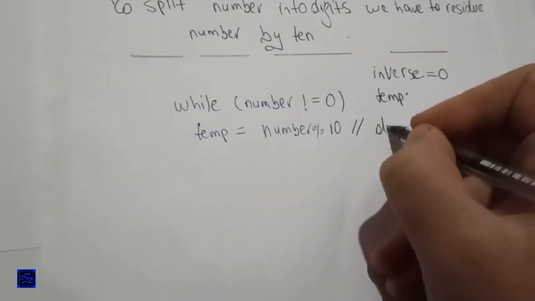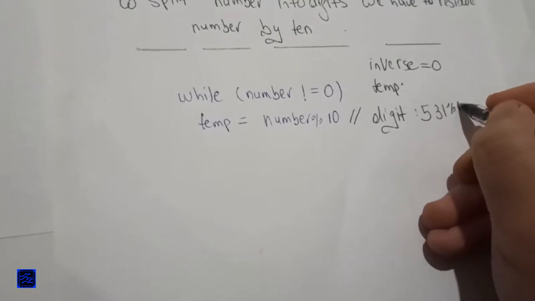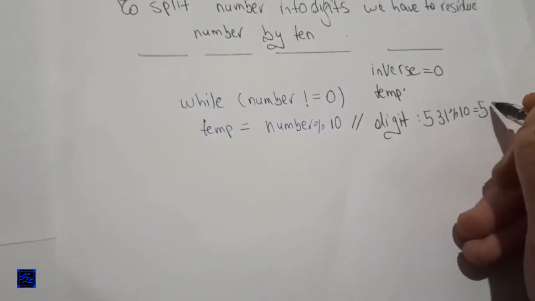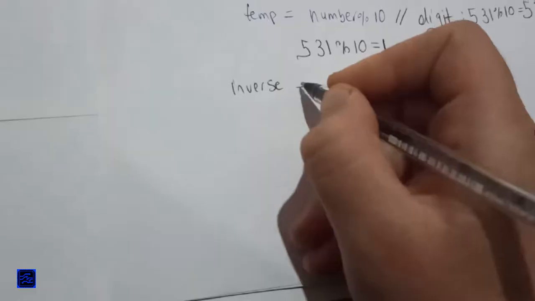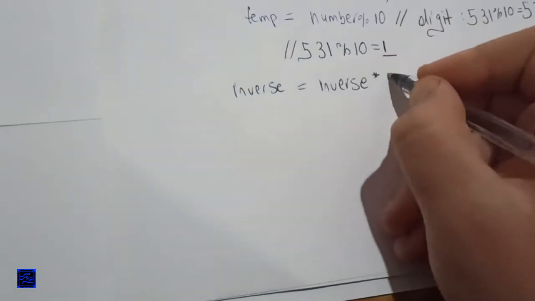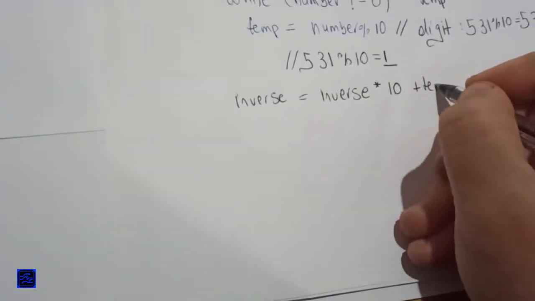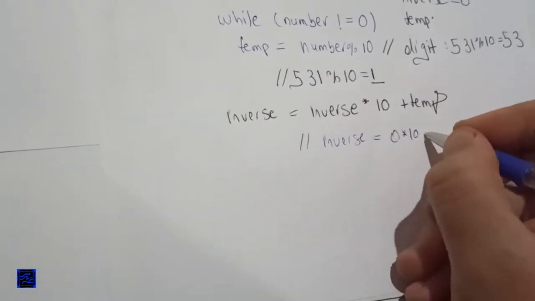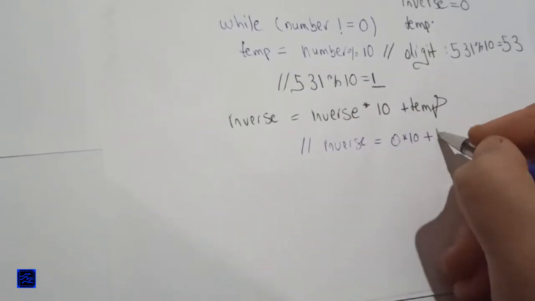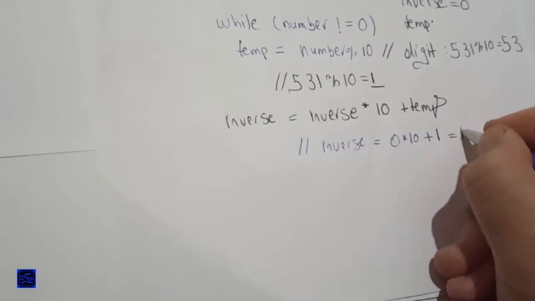That is for the digit. If we have 531, residue 10 gives 1, the last digit. Inverse equals inverse times 10 plus temp. We'll have inverse equal 0 times 10 plus temp, that will be 1, and inverse is 1.